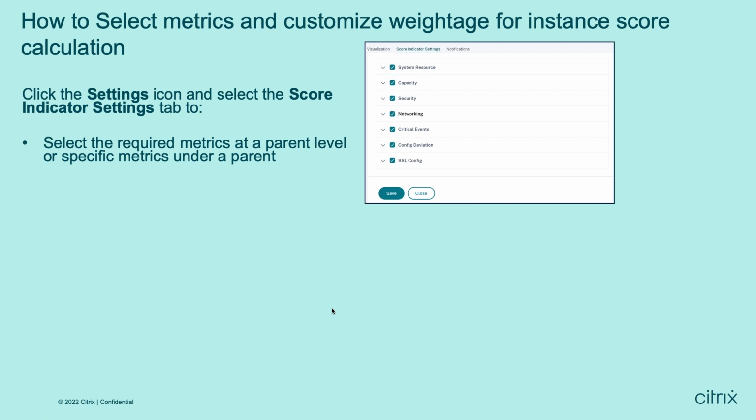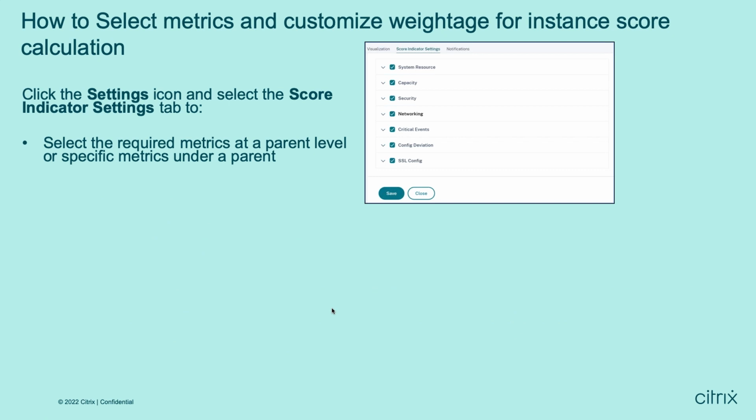So how exactly does this happen? This is a small snippet. We will go through the demo, of course. So under the settings icon, you have this tab called the score indicator settings, which gives that well curated list of those important metrics we thought are very influential for the instance score calculation. So they are available by default. All of those metrics are selected and they have their default weightages and thresholds.